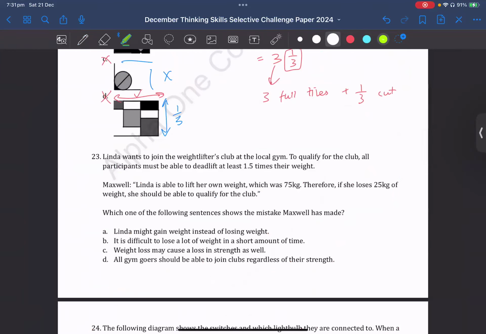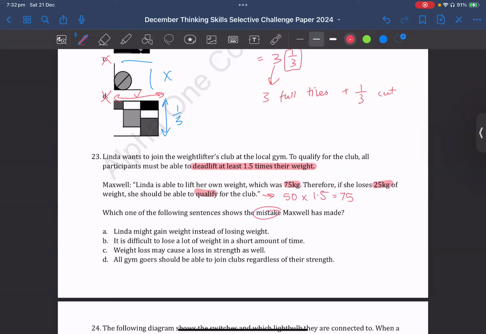Alrighty, so moving on to question 23. The argument here is that one must be able to deadlift at least 1.5 times their weight. Linda's able to lift her own weight, which is 75. Therefore, if she loses 25, she should be able to qualify. And just keep in mind, we're trying to find the mistake. The first thing I'm going to think of is, where do we get that 75 kilos from? And the reasoning is 50 times that 1.5 we saw earlier gets 75.